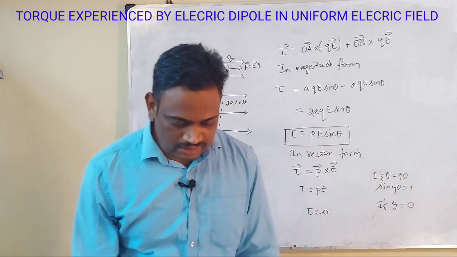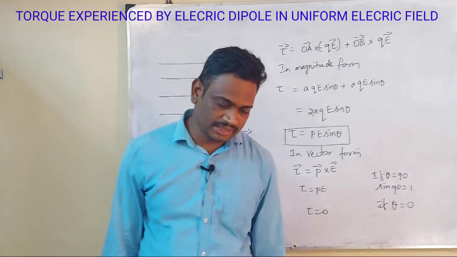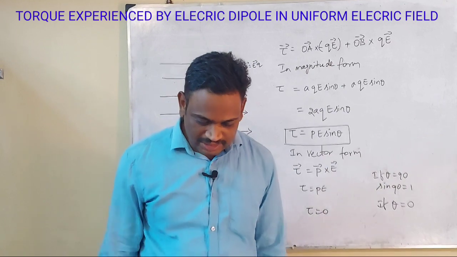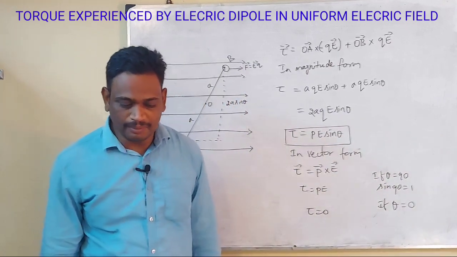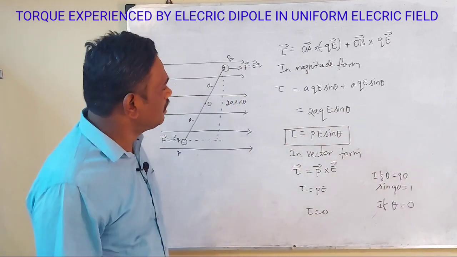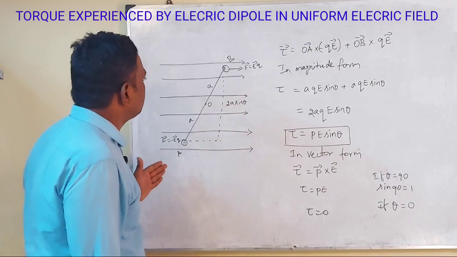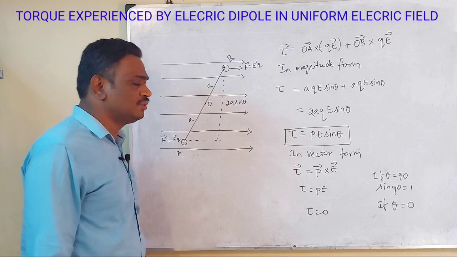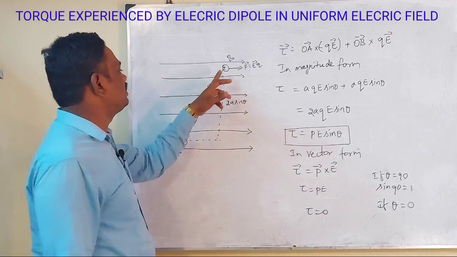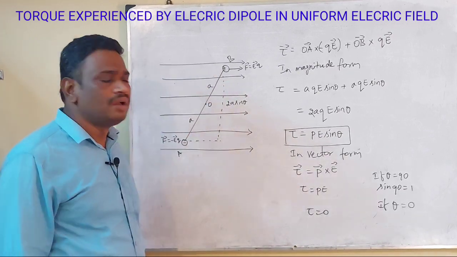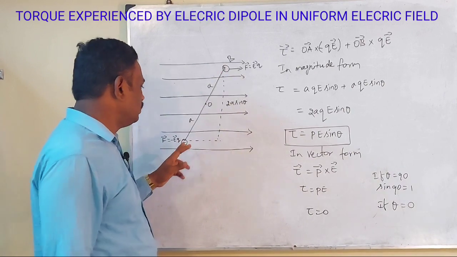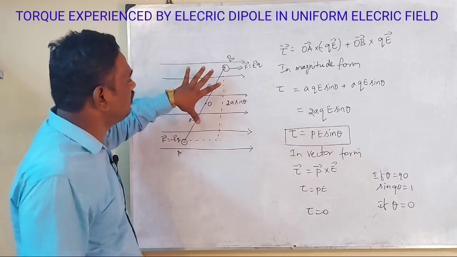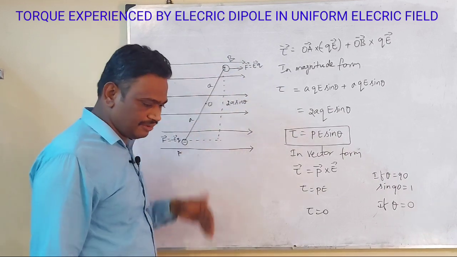Okay, now we are going to see about important 3 marks in electrostatics. The first one is torque experienced by an electric dipole in a uniform electric field. So here let us consider an electric dipole. Here plus q and minus q are separated by a small distance 2a, and this is an electric dipole, where AB is the electric dipole and it is placed in a uniform electric field.